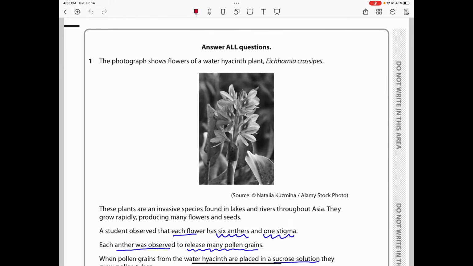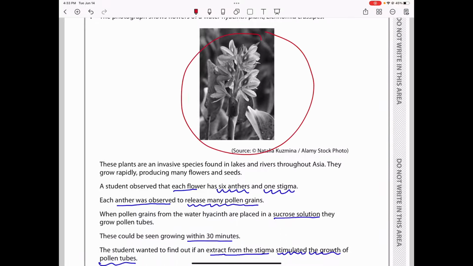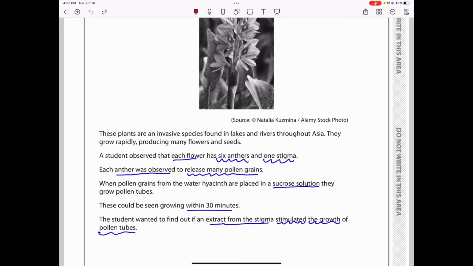Question 1 says, the photograph shows flowers of a water hyacinth plant. So here we see the plant they're looking at. And the question says these plants are an invasive species found in lakes and rivers throughout Asia. They grow rapidly, producing many flowers and seeds. A student observed that each flower has 6 anthers, and 1 stigma. Each anther was observed to release many pollen grains.